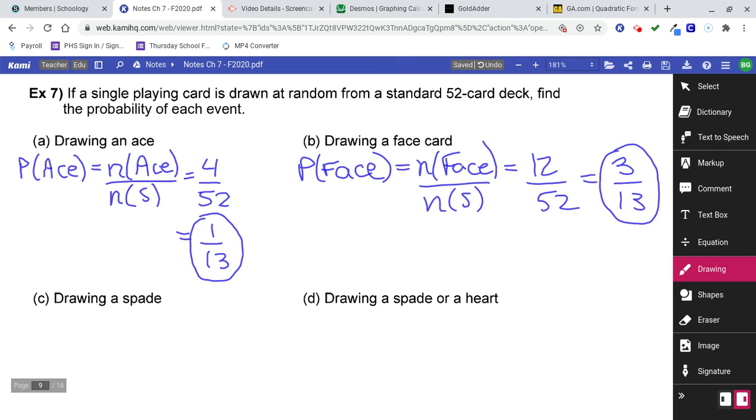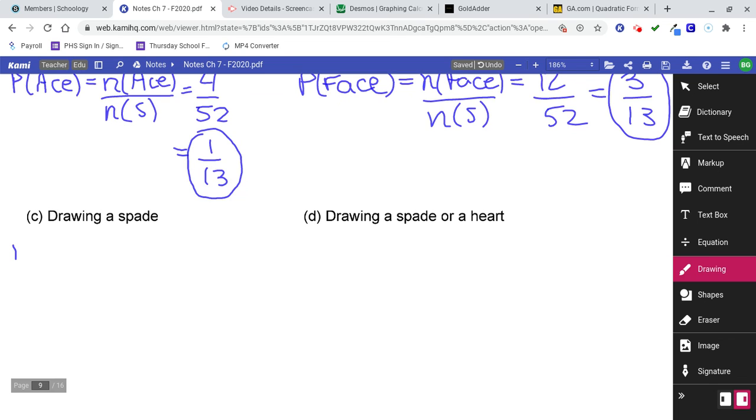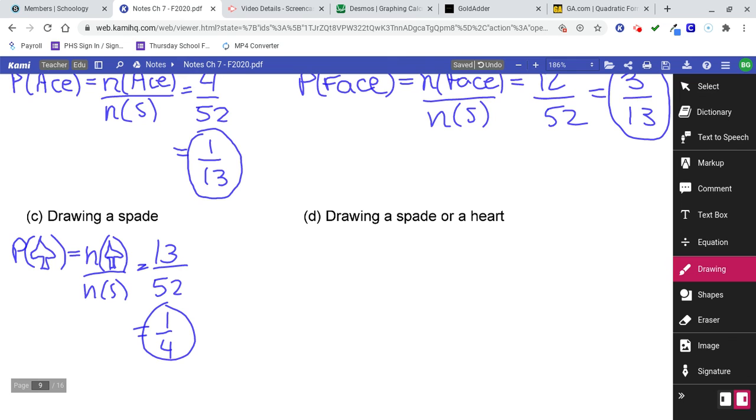Drawing a spade. I'll usually draw a picture of a spade instead of writing the word, but whatever. Probability of a spade. Do you know how many spades there are in a deck? 13, that's correct. 13 out of 52 total cards. That reduces to 1/4. And that should make sense to you because spades is 1/4 of the entire deck. Okay, each suit is 1/4 of the deck.